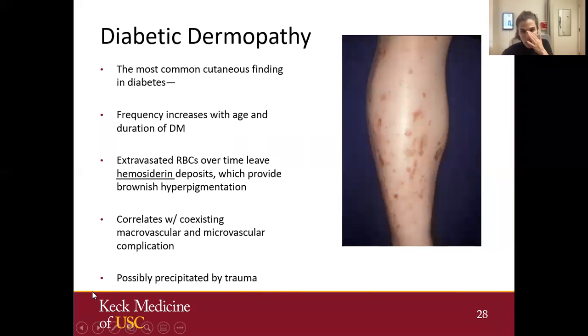This is an example of diabetic dermopathy that probably everyone here has seen. You may or may not have known what you were seeing when you saw it. This is the most common cutaneous finding in diabetes, and it's believed that the frequency increases with age and duration of diabetes. It's thought that these are basically representations of extravasated red blood cells over time that leave a hemosiderin deposit and provide a brownish hyperpigmentation. And this change correlates with coexisting macro and microvascular complications in diabetes.